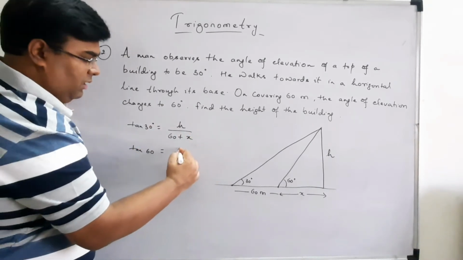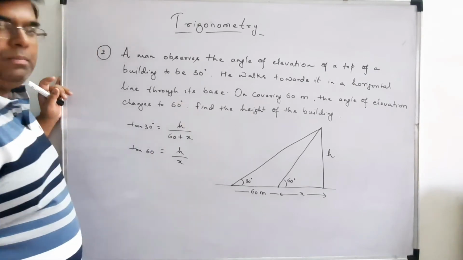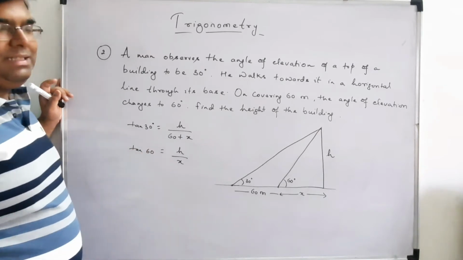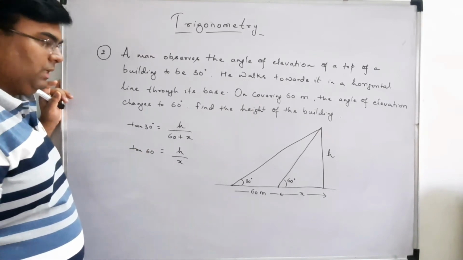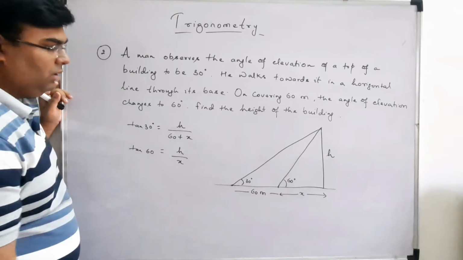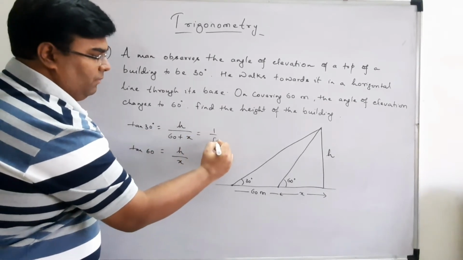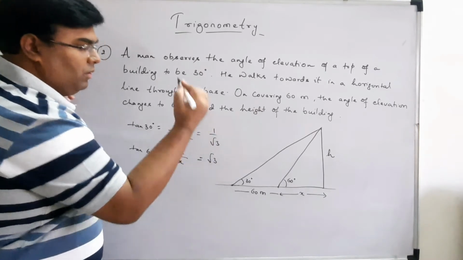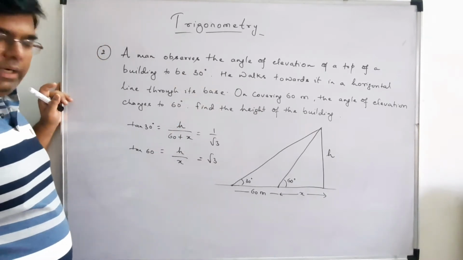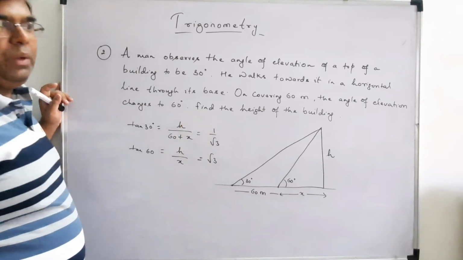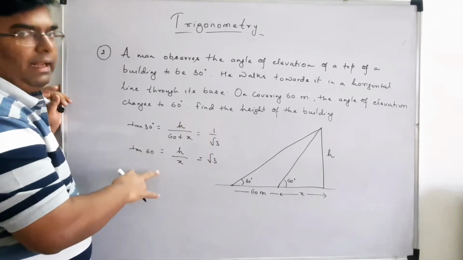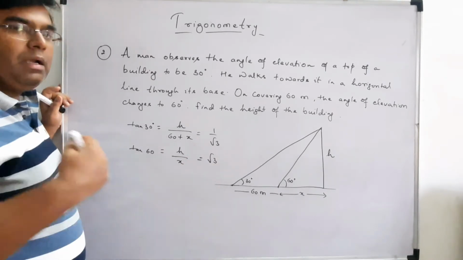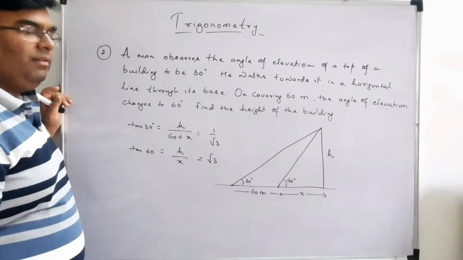Now if we write in this triangle tan 60, what will be the expression? h upon simply x. Okay, now whenever tan 30 and tan 60 comes, what I do basically, tan 30 is what, 1 by root 3, I am writing values here, and tan 60 is what, root 3. Okay, what I do, I just divide the two equations whenever tan 30 and tan 60 comes, so that this root 3 and root 3 get multiplied with each other and it will be 3.